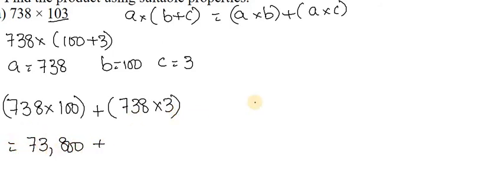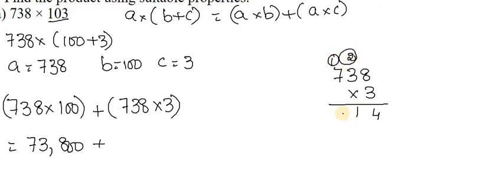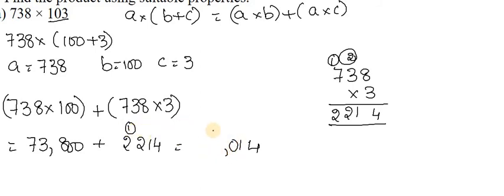73,800 plus 738 multiplied by 3. 3 8s are 24. 3 3s are 9 plus carry 2 11. 3 7s are 21 plus carry 1 22. 2,214. Now add 1's place. 0 plus 4 is 4. 0 plus 1 is 1. 8 plus 2 is 10. 2 plus 1 3. 3 plus 1 is 3 6. And the answer is 76,014.